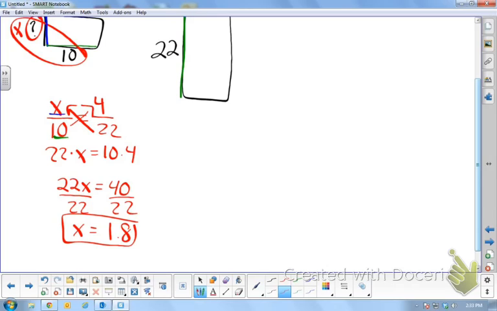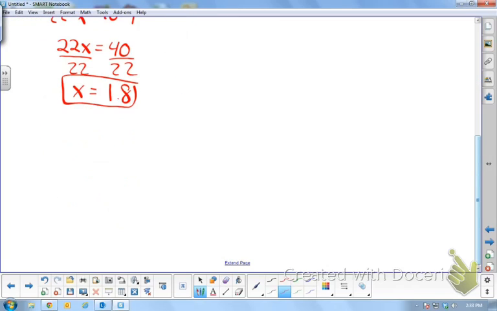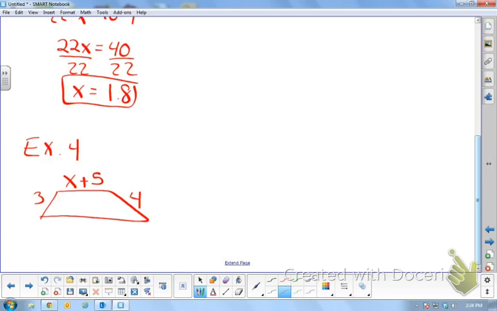So our last example is maybe we have a shape and A, we might have more information than we need, and B, maybe they have x plus something instead of just a plain old missing spot. So last example. Say we have a trapezoid. This is 3, this is 4, and this is x plus 5. And then we have a bigger trapezoid. This is 6, this is 8, and this is x.